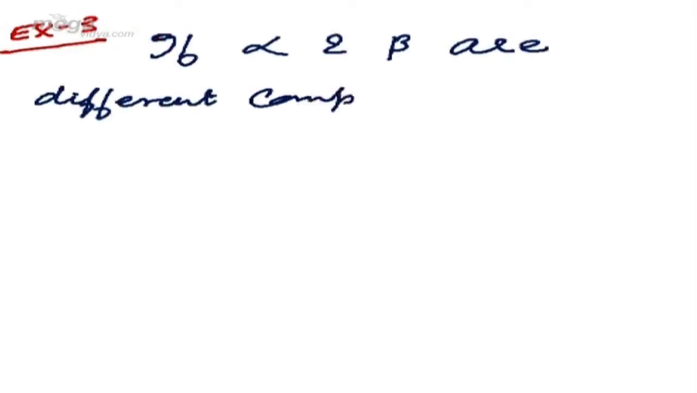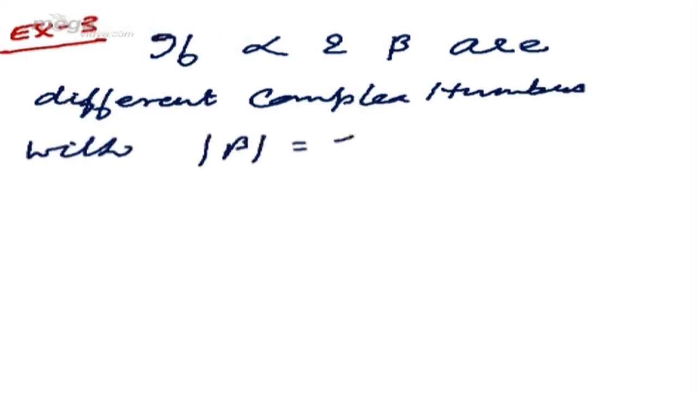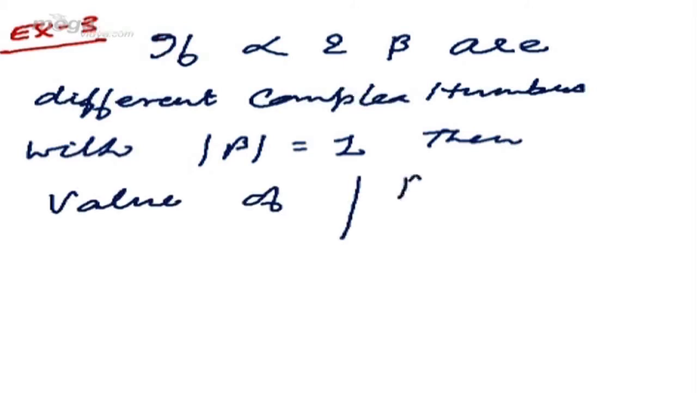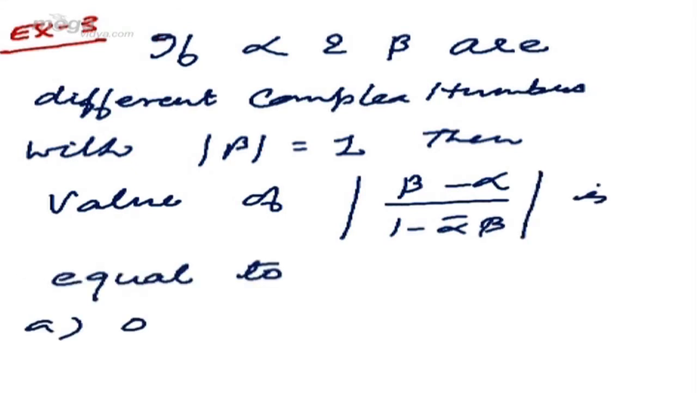Example 3: if alpha and beta are different complex numbers with mod of beta equal to 1, then the value of mod of (beta minus alpha) divided by (1 minus alpha bar beta) is equal to: a is 0, b is 1 by 2, c is 1 and d is 2. Let us come to the solution of this problem.